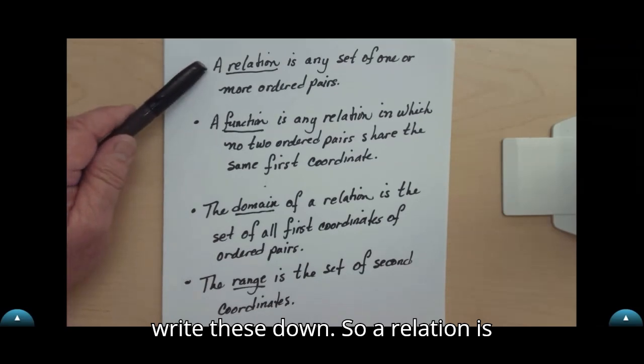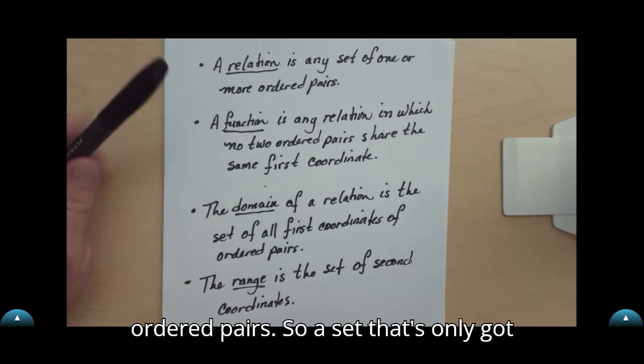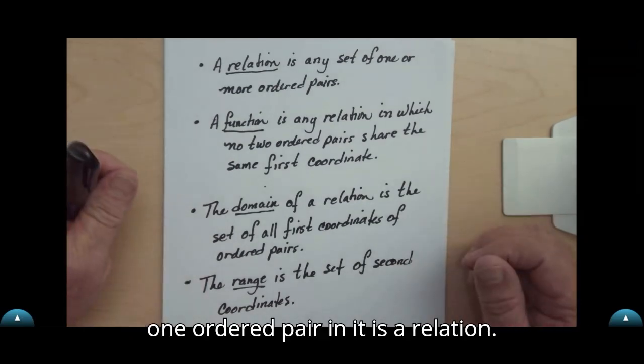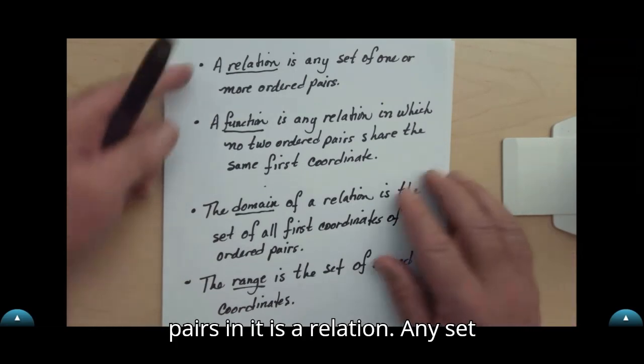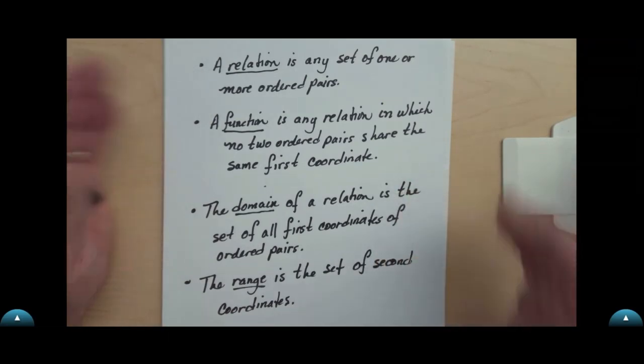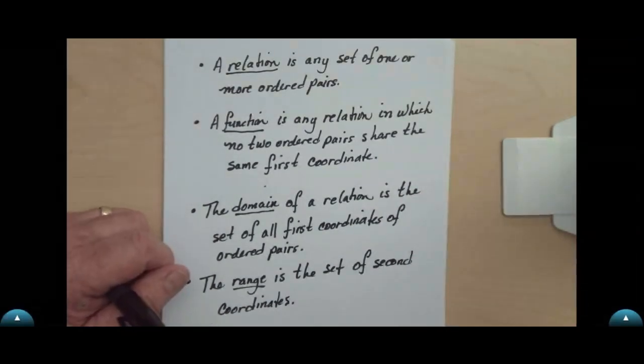So a relation is any set of one or more ordered pairs. So a set that's only got one ordered pair in it is a relation. A set that's got infinitely many ordered pairs in it is a relation. Any set of any number of one or more ordered pairs is called a relation.